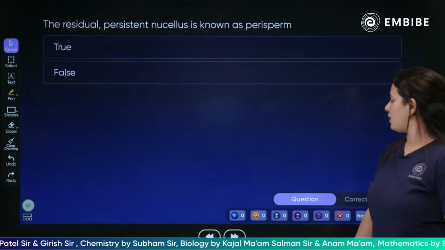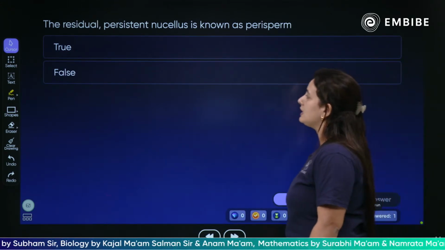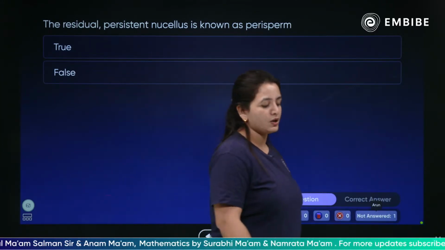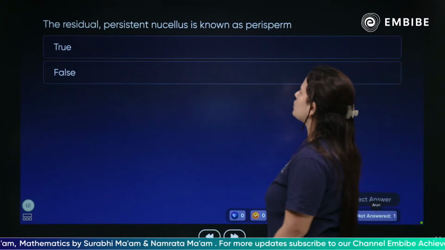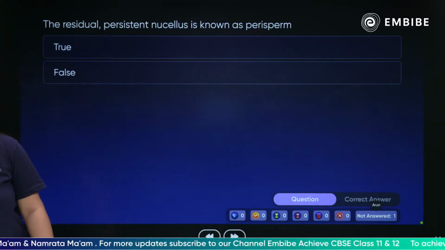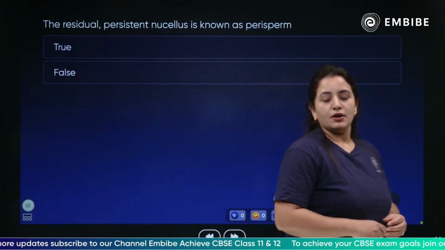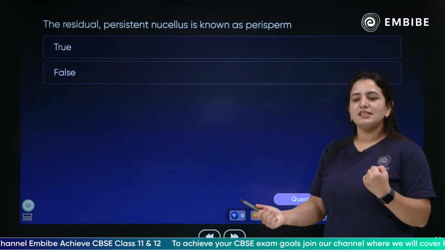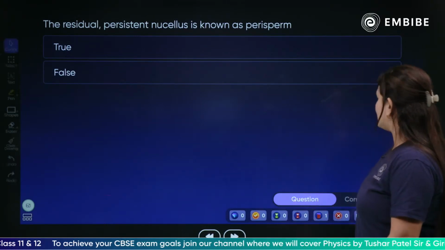Next we have a quick question for you. The residual persistent nucellus is known as perisperm. True or false? What do you think a persistent nucellus is called? Persistent nucellus is known as perisperm. True or false? Persistent nucellus is called perisperm. Just now we have discussed it. What is perisperm? Yes, it is true, children.